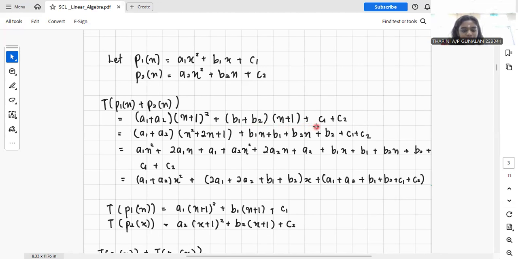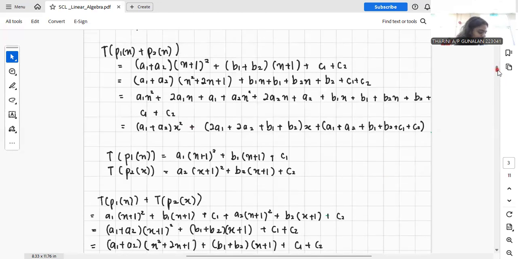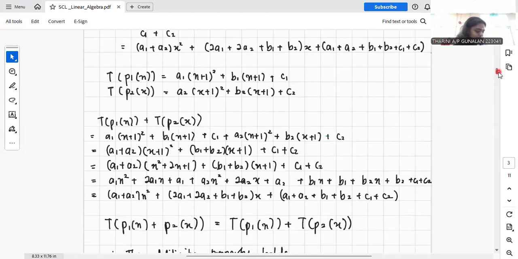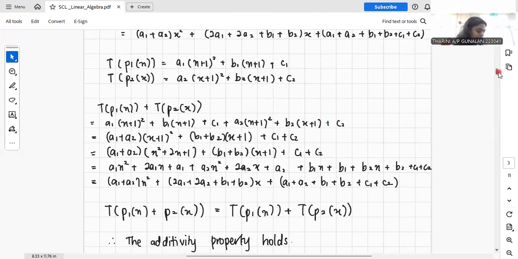And then we expand everything, and then we group it up and we get (a1 plus a2)x squared plus (2a1 plus 2a2 plus b1 plus b2)x plus a1 plus a2 plus b1 plus b2 plus c1 plus c2. So after that, we do it one by one, where T(P1(x)) plus T(P2(x)), so we get the same answer. Since both of them are equal, the additivity property holds.